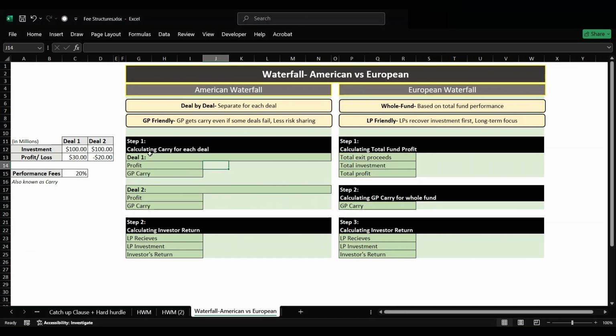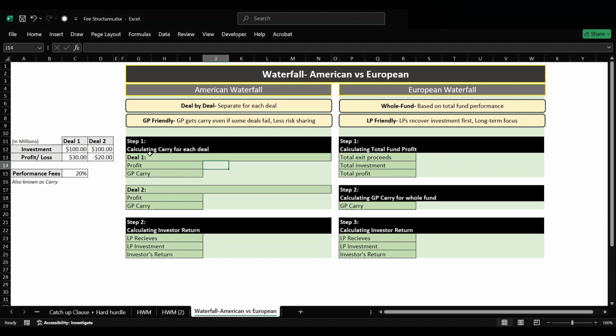Now, let's understand this with the help of an example. In this example, we have two deals, deal 1 and deal 2, where the investment is 100 million each. On deal 1, we have a profit of 30 million, but on deal 2, we have a loss of 20 million. We have a performance fee of 20%.